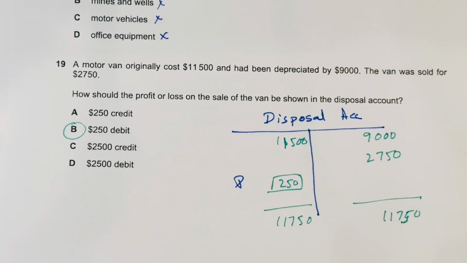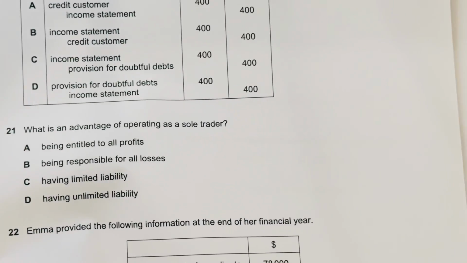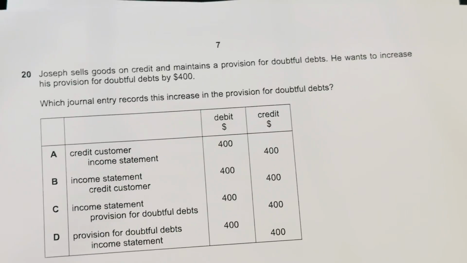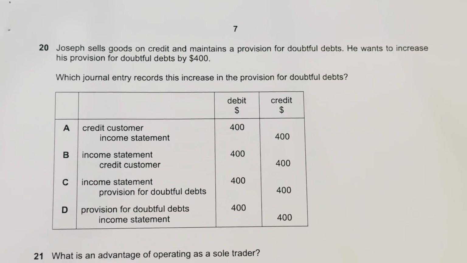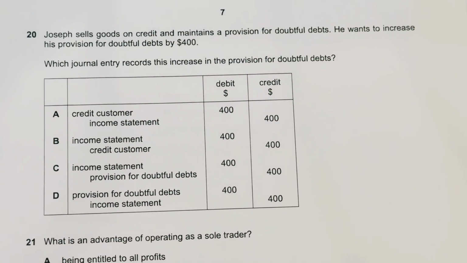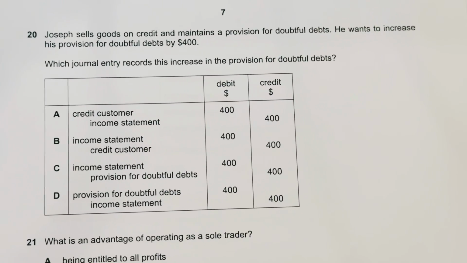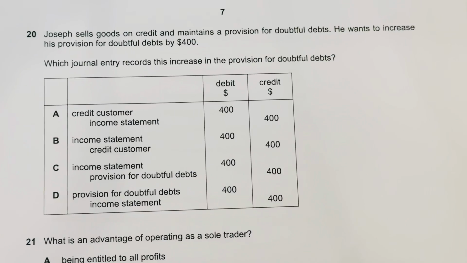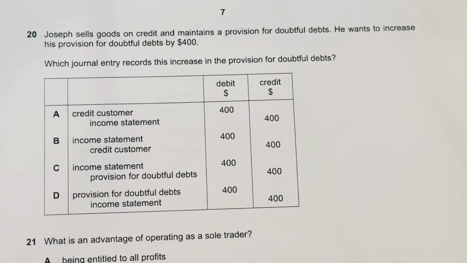So we will move to question number 20 now. Question number 20. Joseph sells goods on credit and maintains a provision for doubtful debts. He wants to increase his provision for doubtful debts by 400. Which journal entry records this increase in the provision for doubtful debts?